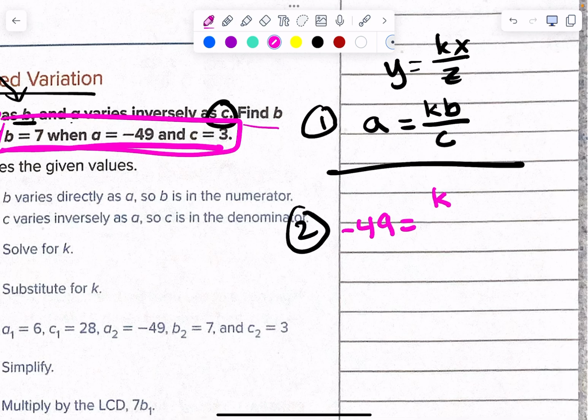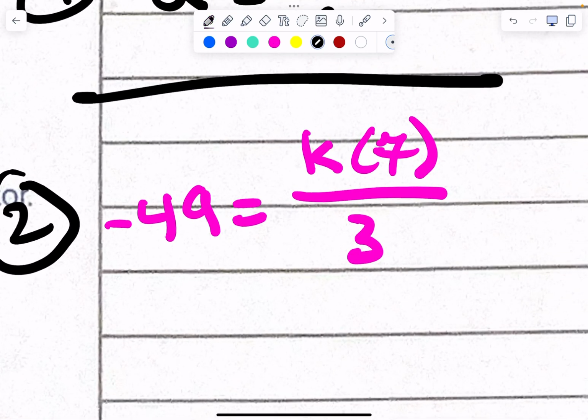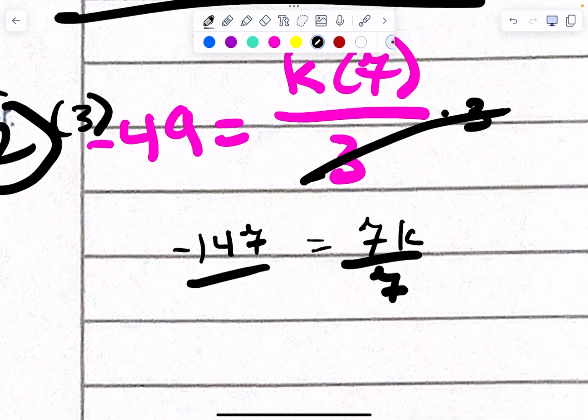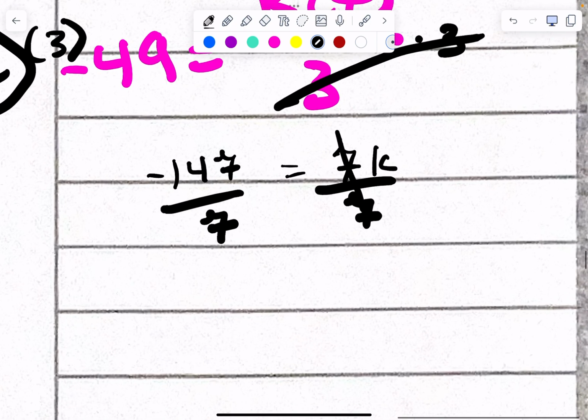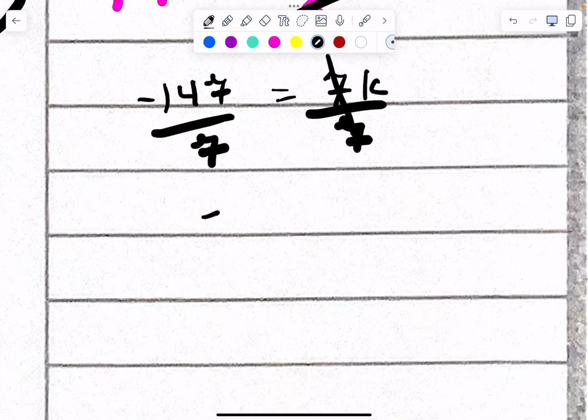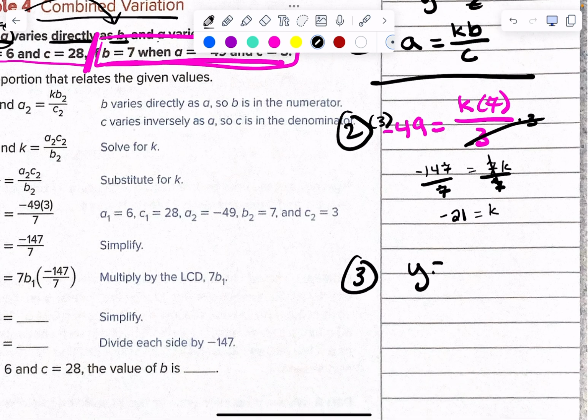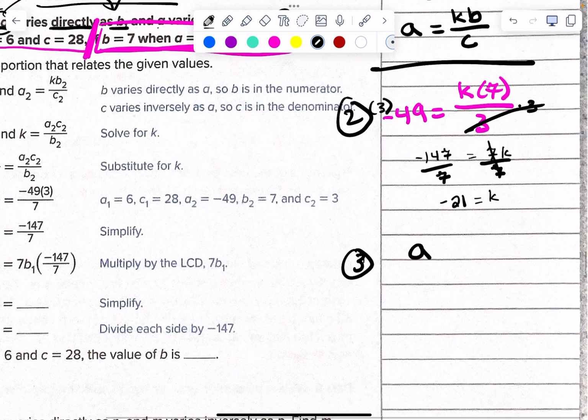So A is negative 49. I'm solving for K. B is 7 and C is 3. All right, how do I solve for K? Times 3. What's negative 49 times 3? Negative 147. And then divide by 7. What's 147 divided by 7? 21. So constant K is negative 21. All right, step number 3. It's not Y, it's A. A equals negative 21B over C.